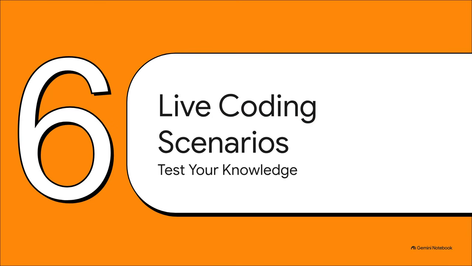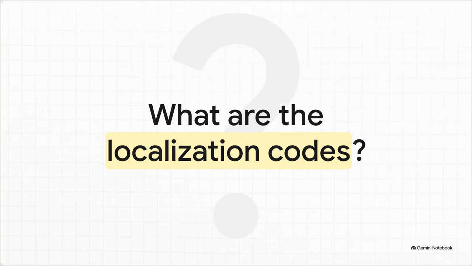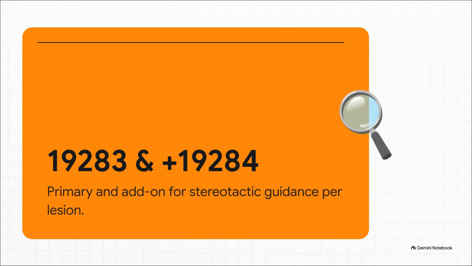All right, let's put this into practice with Section 6, live coding case scenarios. Okay, consider this real-world operative case. We have two separate sets of non-palpable microcalcifications in the left breast. Using stereotactic guidance, individual hook wires are placed into both areas, say at 12 o'clock and 4 o'clock. So how would you code the targeting phase of this surgery, keeping in mind the guidance type and the number of lesions? Let's walk through it.